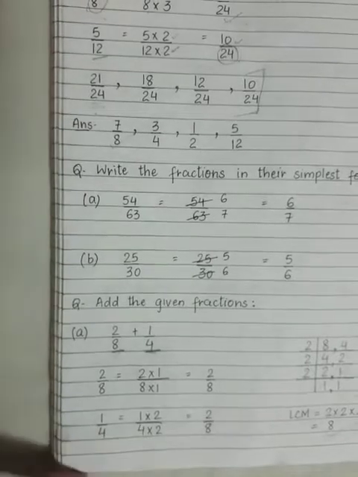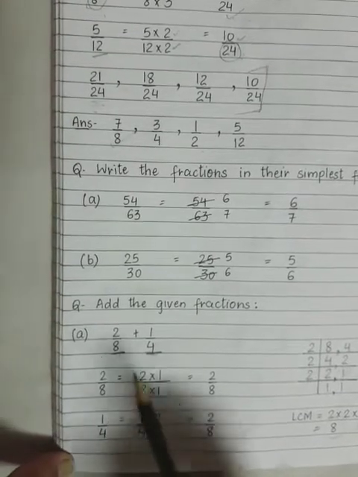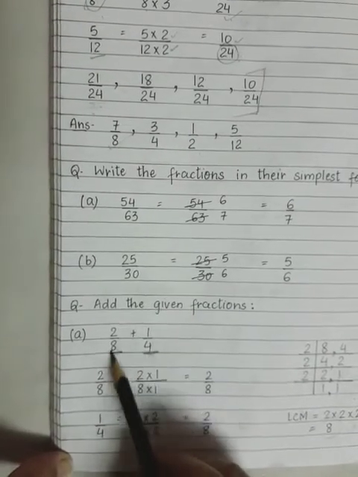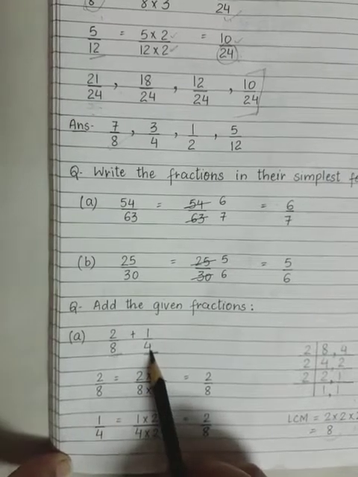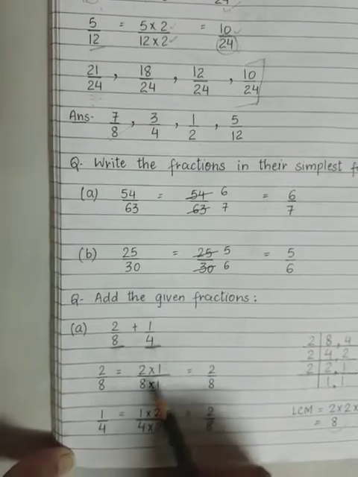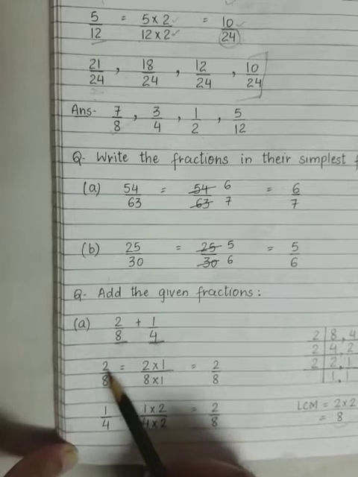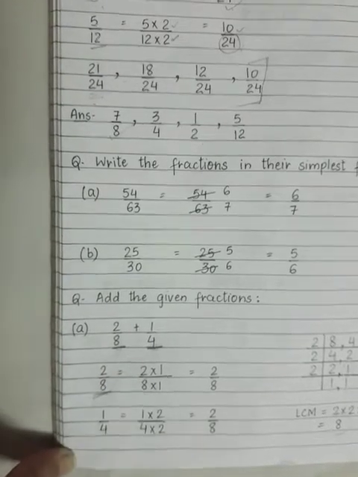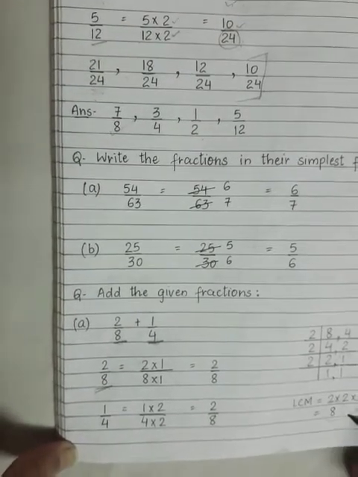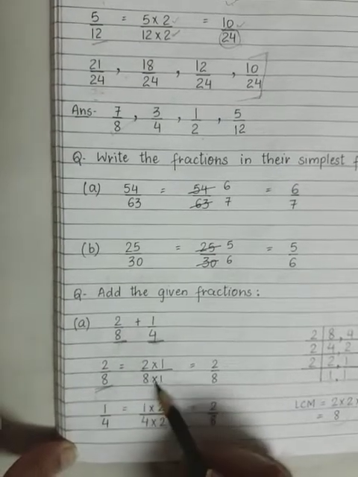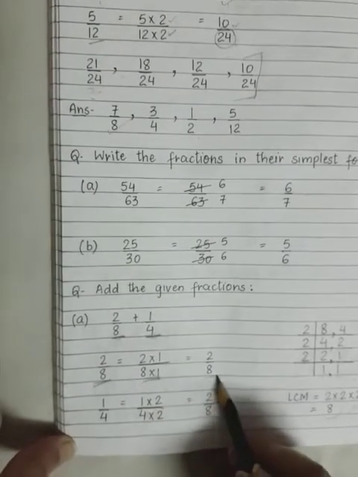Now, getting 8 as the LCM means that you need to get 8 here and 8 here, both places, then only will the denominators be the same and you will be able to add the two fractions. Now, 2 upon 8, now this is already 8 and we have got the LCM also as 8. So, we just multiply 8 by 1 so that it remains 8.